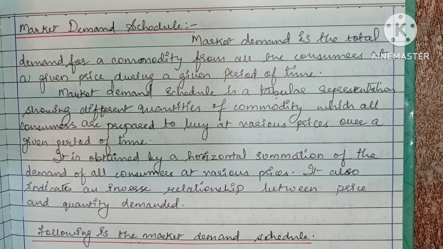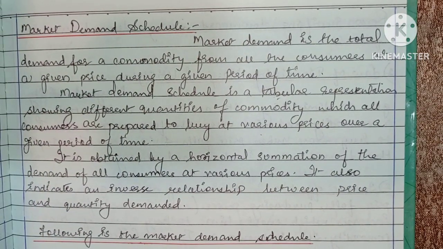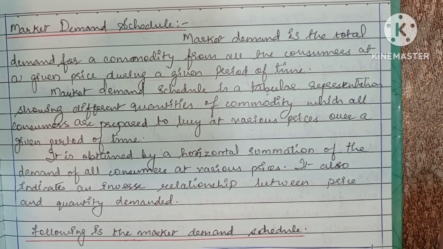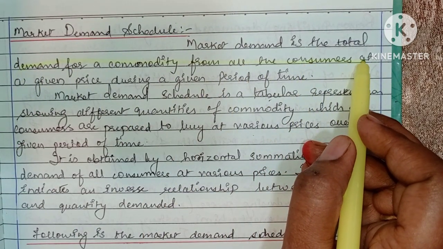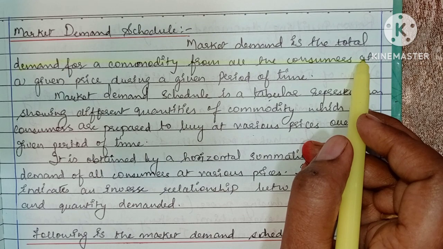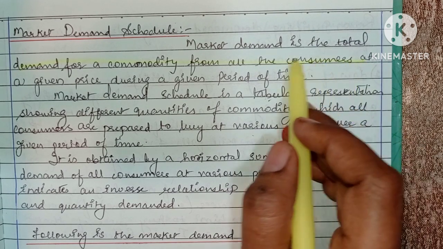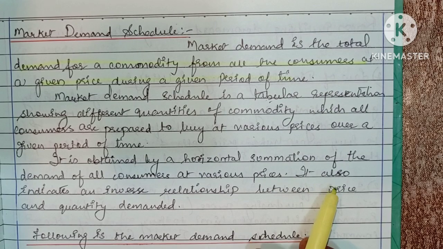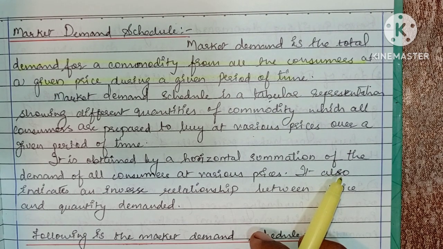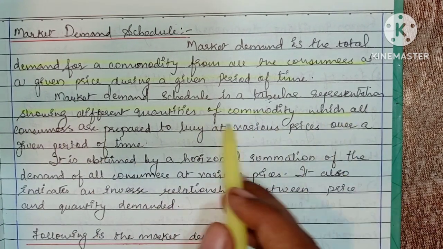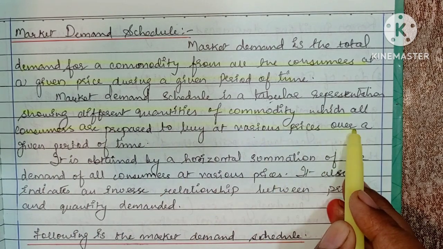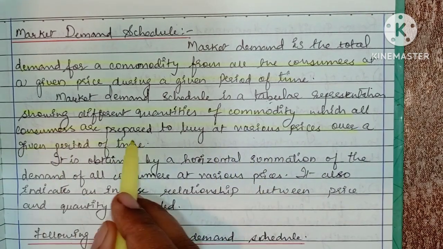Okay, so that was an individual. So what is the difference between market and individual? Let's see that. Market demand is the total demand for a commodity from all the consumers. Individual is just one consumer, but market is multiple consumers at a given price during a given period of time. Market demand schedule is a tabular representation showing different quantities of commodity which consumers are prepared to buy at various prices over a given period of time.